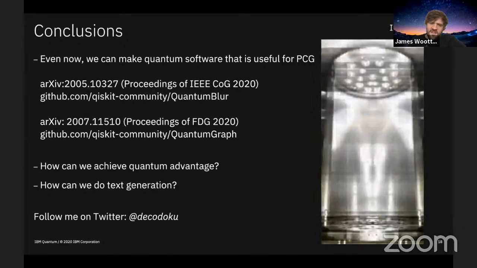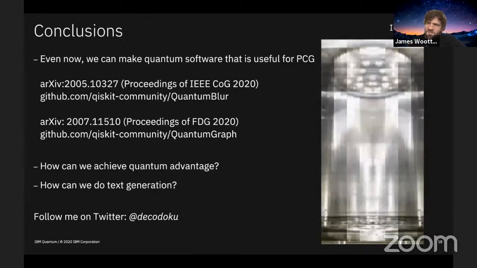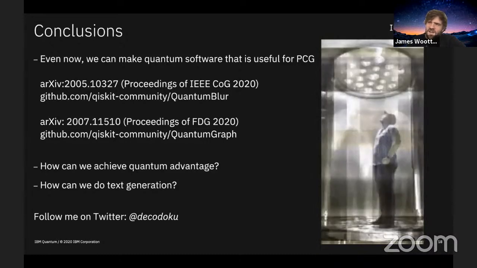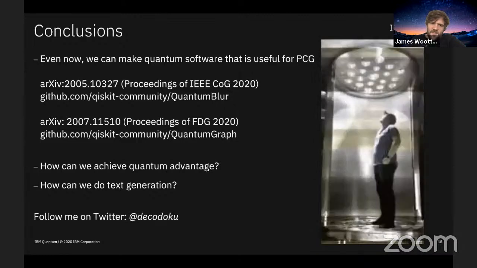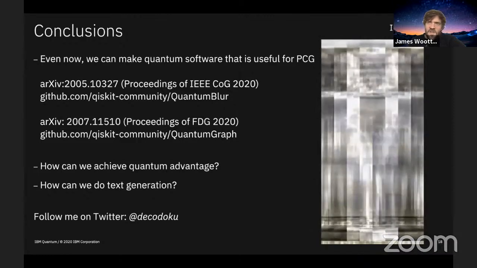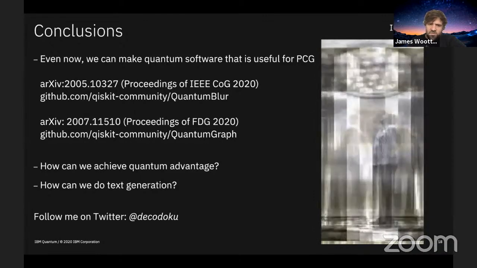Things that we want to look into in the future are, when are we going to get to this point where we're not just doing things that are useful but could have been done by simulation on a normal computer, but when are we going to find something unique? When are we going to achieve quantum advantage? So that's something that we want to look into.